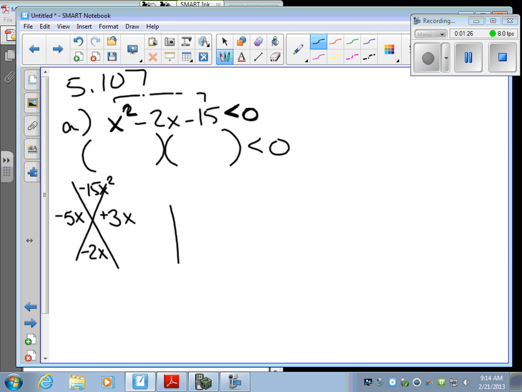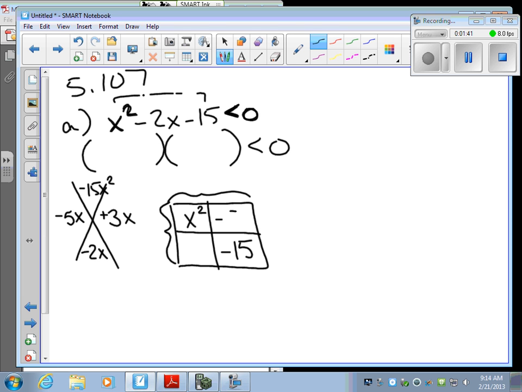And then I think about if this were a rectangle, and I was finding out where x squared would be here and negative 15 would be here, I need to find what this side is and this side is. So I have my negative 5x, my positive 3x. This is going to have to be x by x to make that little one x squared. So this is going to have to be a negative 5 because x times negative 5 is negative 5x. And since this is negative 5, this will have to be positive 3 to make it equal negative 15. Also, this has to equal 3x. So there they are, my factors, x minus 5 and x plus 3.